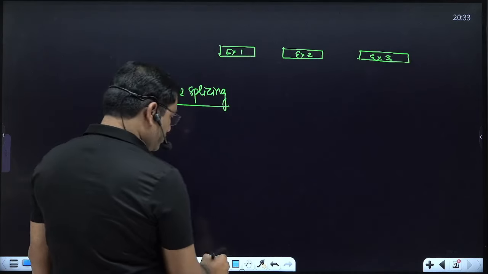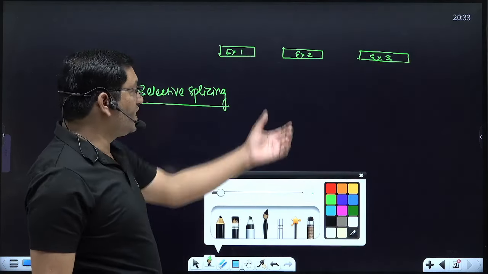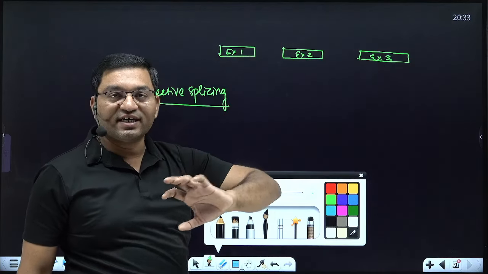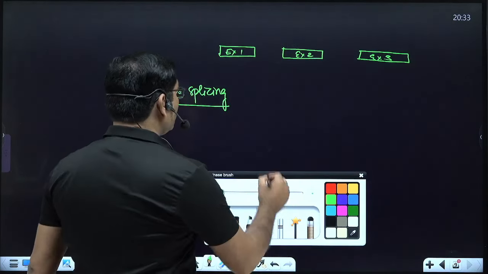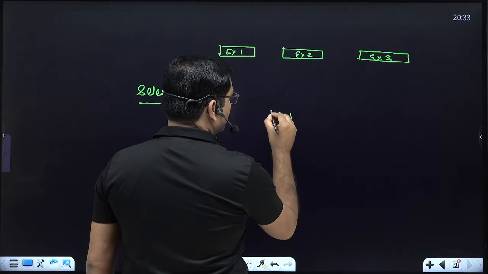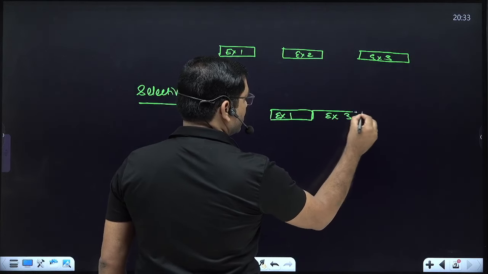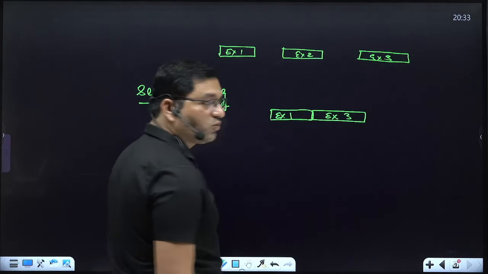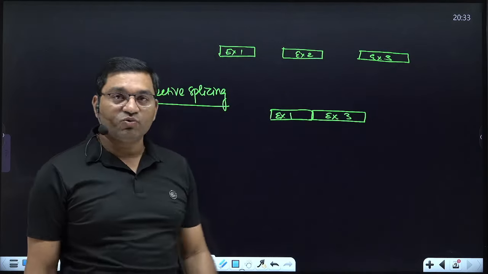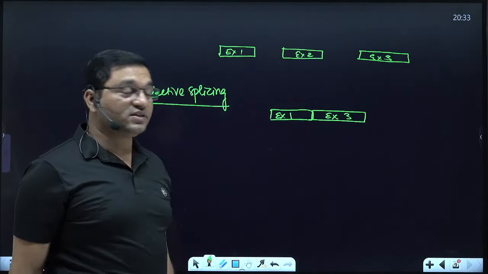In selective splicing, exon 1 and exon 3 splice together, by removing or neglecting exon 2. So that is known as selective splicing. Exon 1 and exon 3 will splice together. That will produce a different mRNA. That will produce variability in the mRNA. So this is how selective splicing is done.